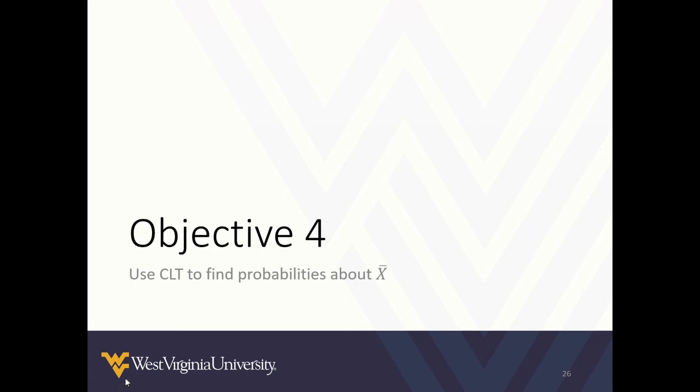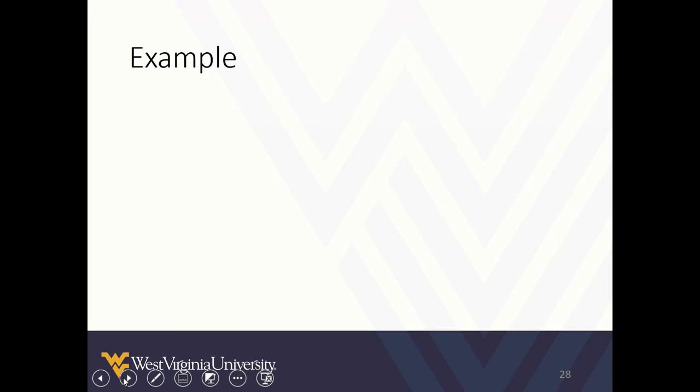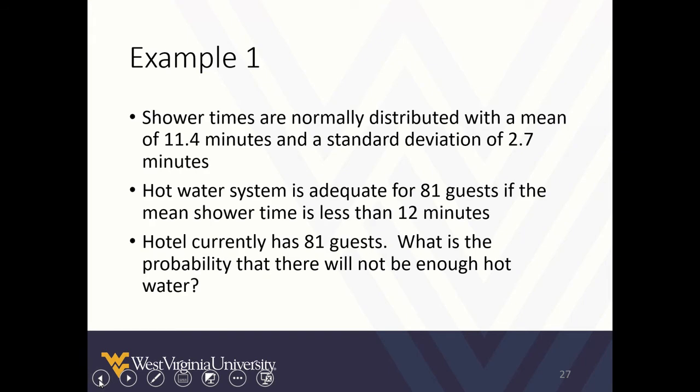Okay, so this brings us to our fourth objective, and that is to use our central limit theorem to find probabilities about our sample mean. And a lot of this is going to be practice problems. In fact, the grand majority of it is. And these practice problems are really just a nice extension of what we did in the previous lecture when we were finding probabilities with the normal distribution. We just have to apply our concept of our sampling distribution and our central limit theorem. So let's take a look at a first example.